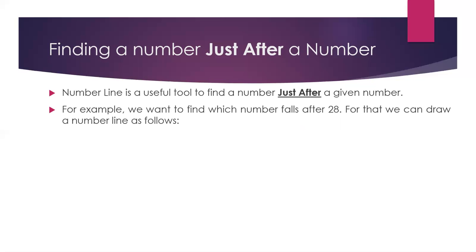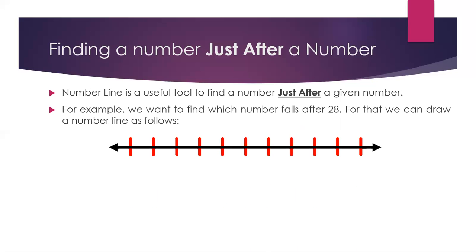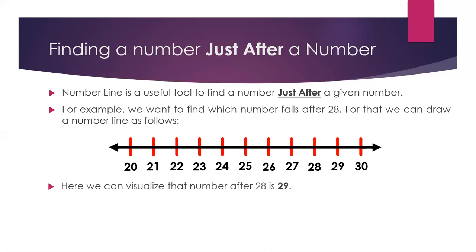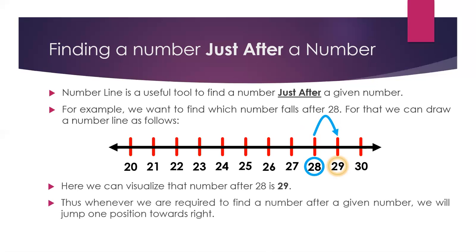For example, we want to find a number that falls after 28 on the number line. For that, we can draw a number line as follows. Here is a number line, and here we mark these lines with the numbers. So here, if you mark the number 28 on the number line, you can see that the number after 28 is 29. As we learned earlier, the numbers increase from left to right.